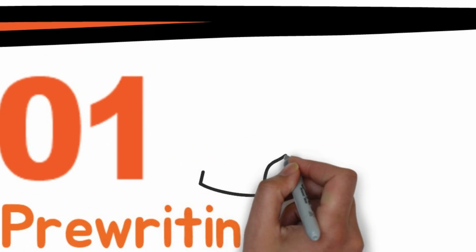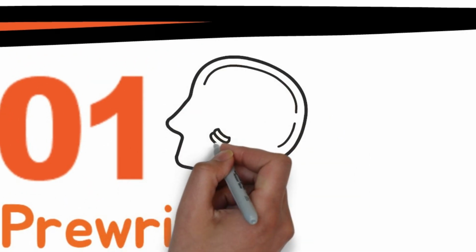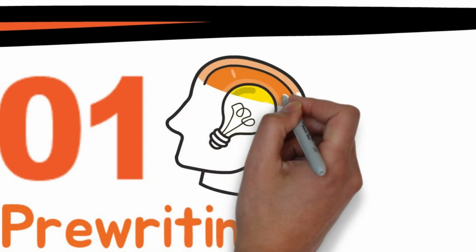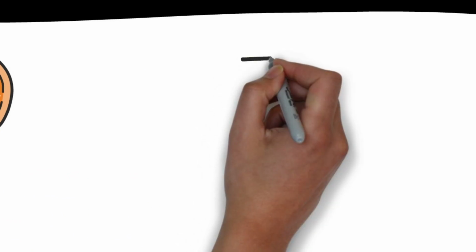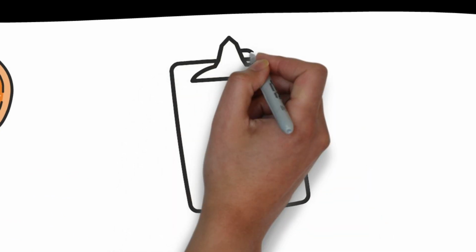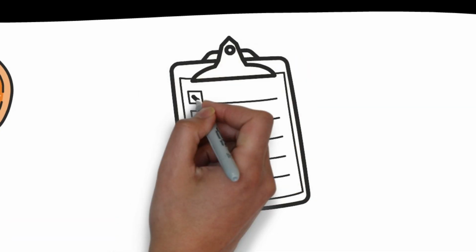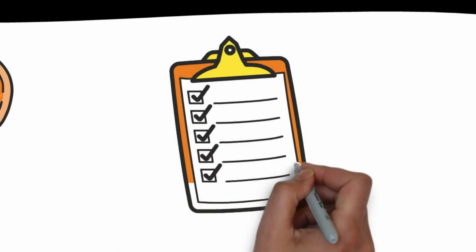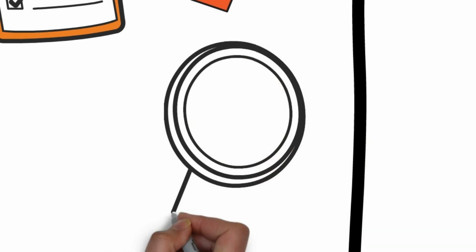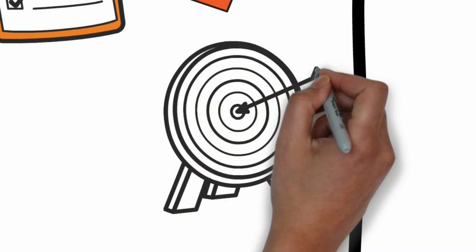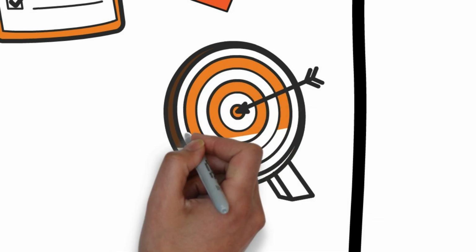First of all, we will discuss pre-writing. What do we have to do in pre-writing? First of all, we have to do brainstorming. Then we have to choose or narrow our topic. Then we have to determine our audience, our purpose of writing, the tone, our point of view, and of course, our tense.